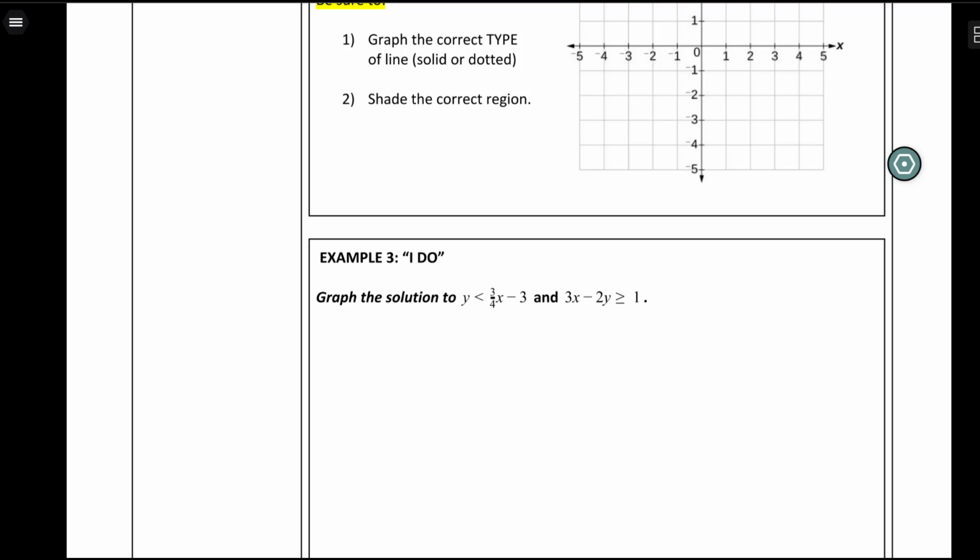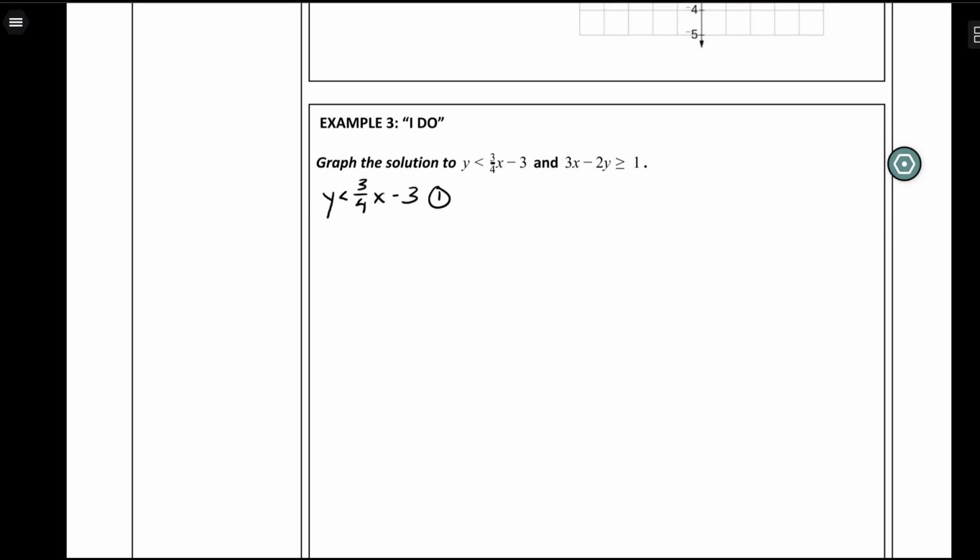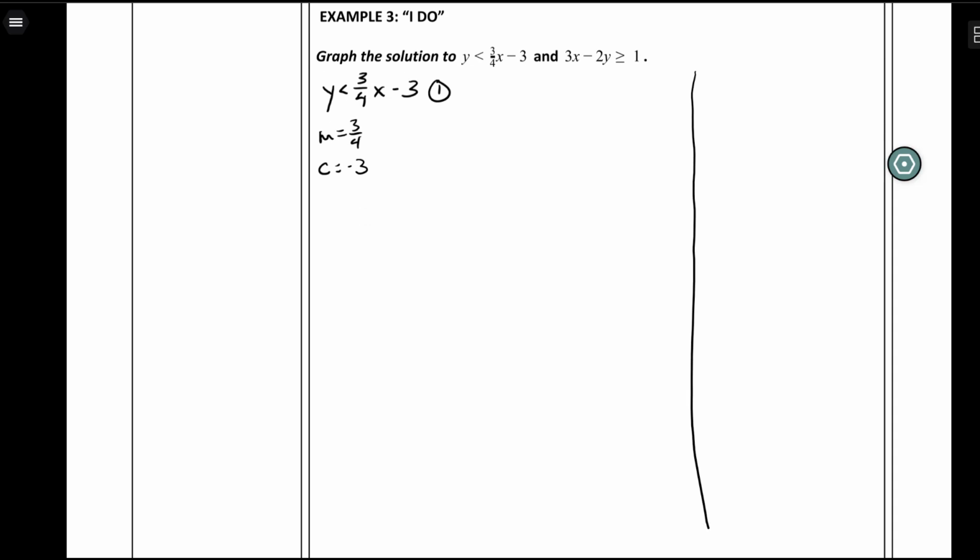First one's going to be super easy, right? y is less than 3 over 4x minus 3. It's already done. We'll call this inequality number 1. It's already in the form with y all by itself, so it's in gradient-intercept form. Our slope is equal to 3 over 4, and our y-intercept is negative 3. So I can go ahead and graph that line. I know I'm going to go down 1, 2, 3. Down here is going to be my y-intercept, and I know I need to go at least over to 4, because my slope is up 3 over 4.